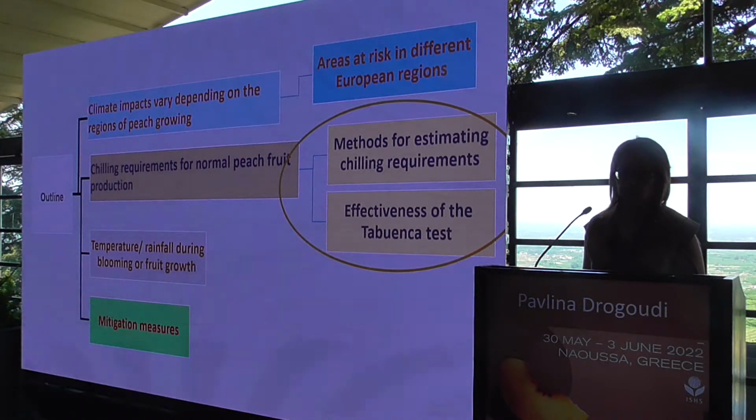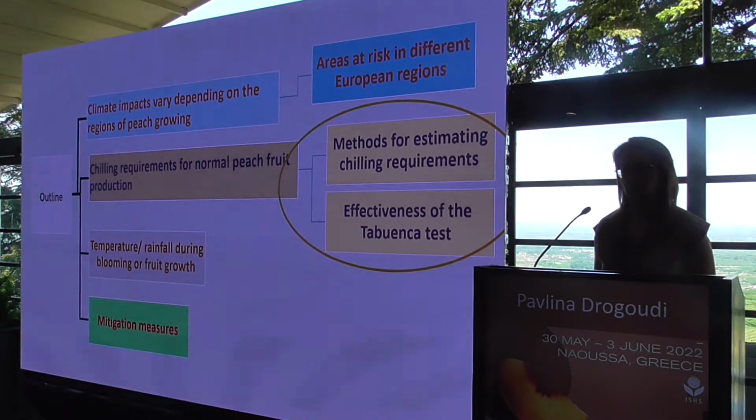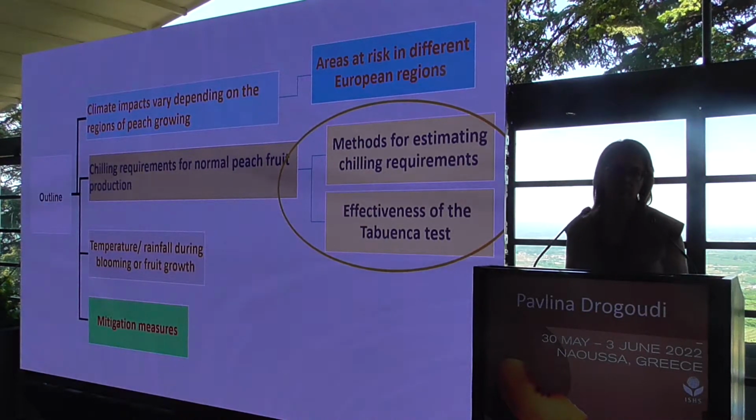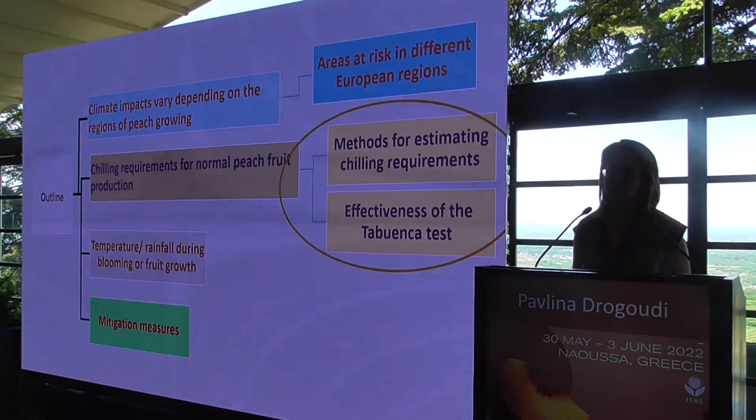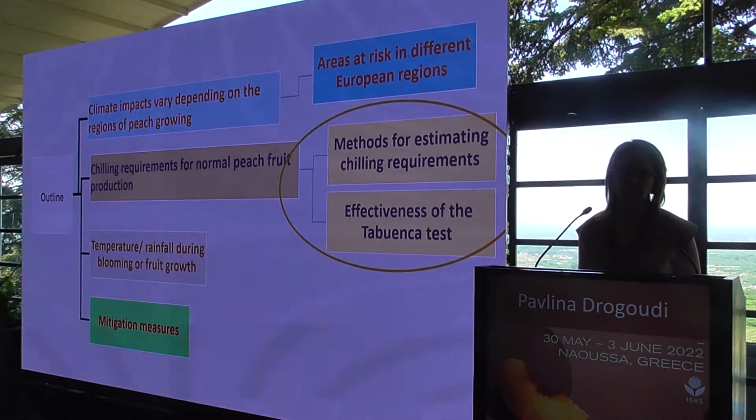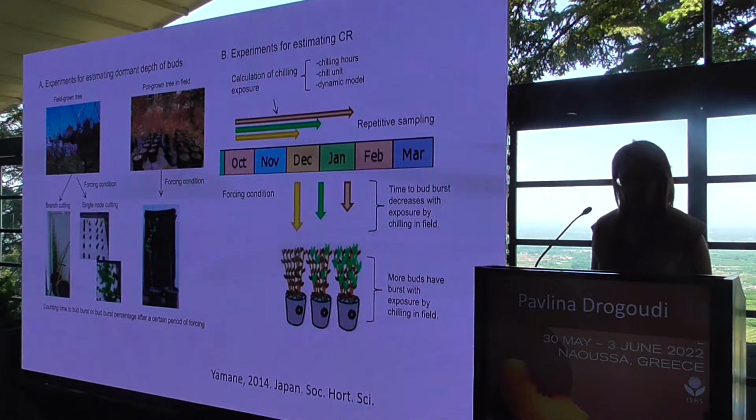Now we move to the methods of estimating the chilling requirements. Chilling requirement, I think, is a very important trait to know before we choose the cultivar to grow in one site. So how do we measure this, and is it accurate or not?